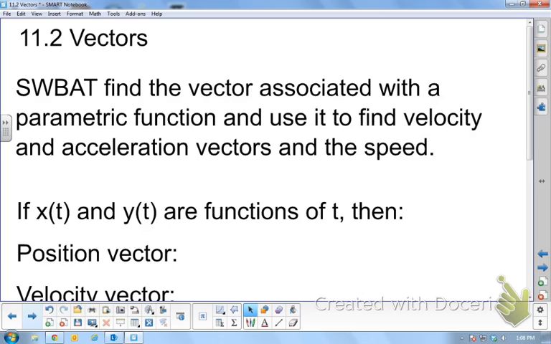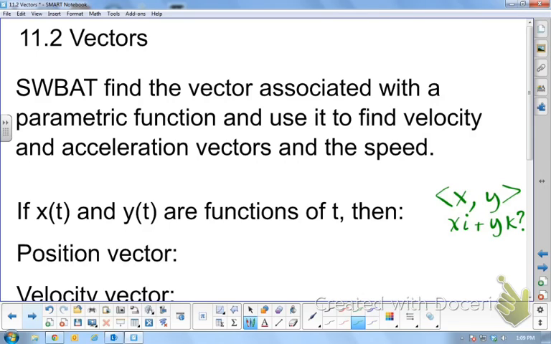Now, physics-wise, they usually write vectors a little bit differently. They'll either write it with little arrows on either side instead of parentheses, or I believe they sometimes write it xi plus yk. That one I'm not as sure on. But in calculus, they basically just write it like a point.